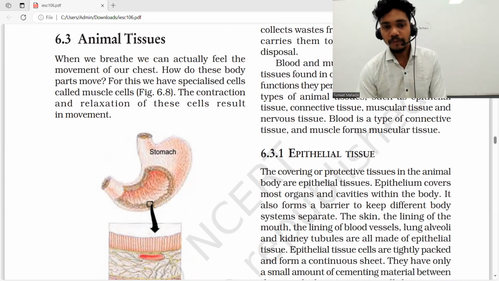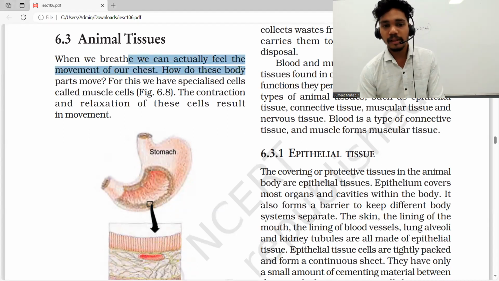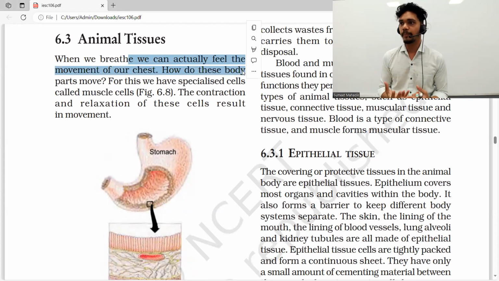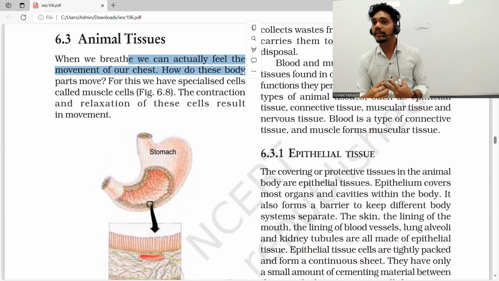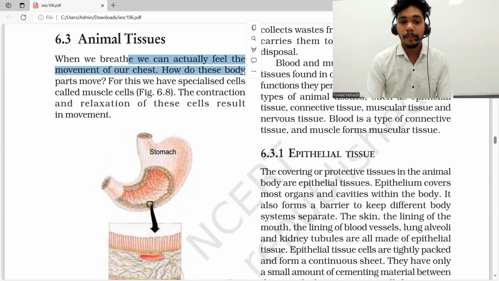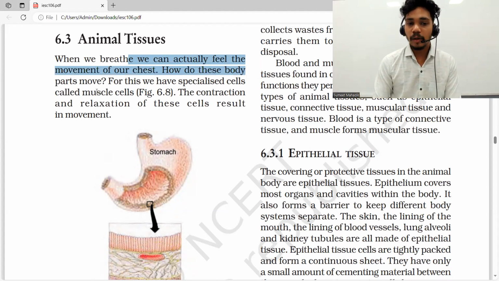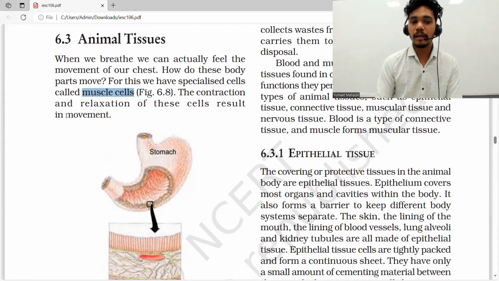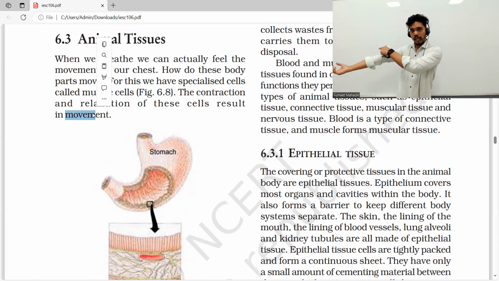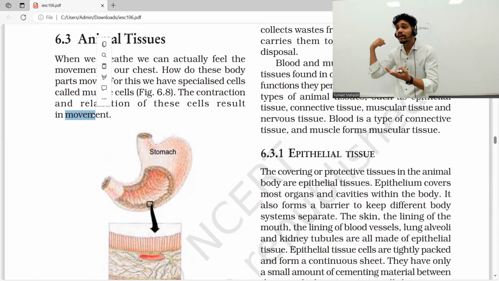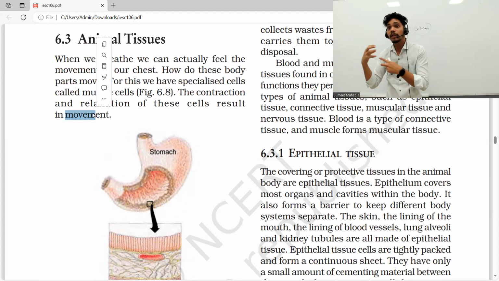When we breathe, we can actually feel the movement of the chest. When we breathe, what is going to happen? The movement of the chest will be there. Why? Because inside, the lungs are there, right? For this, we have a specialized cell called the muscle cell. The contraction and relaxation of this muscle result in the movement. Can I say that? How? This is relaxation, and the moment I do this, this is contraction. What is contracting? What is relaxing? The muscle.